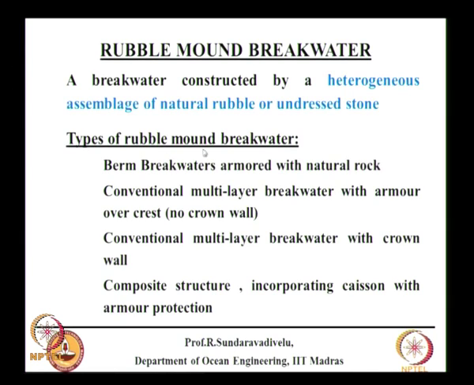So we have different types of rubble mount breakwater. We have beam breakwater armored with natural rock, then we have conventional multi-layer breakwater with armor over crest, no crown wall, conventional multi-layer breakwater with the crown wall, then we have a composite structure incorporating caisson with armor protection. These are the various types. We will be discussing these two types, conventional multi-layer breakwater with crown and without crown.